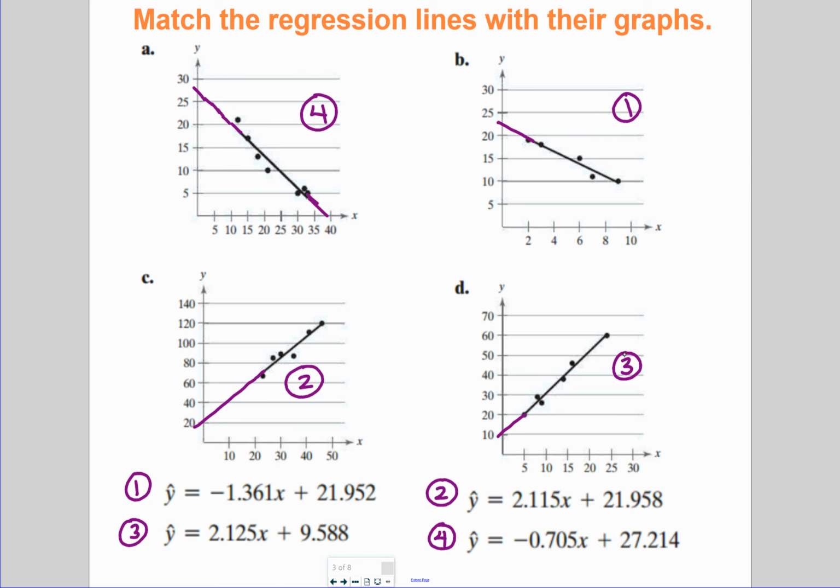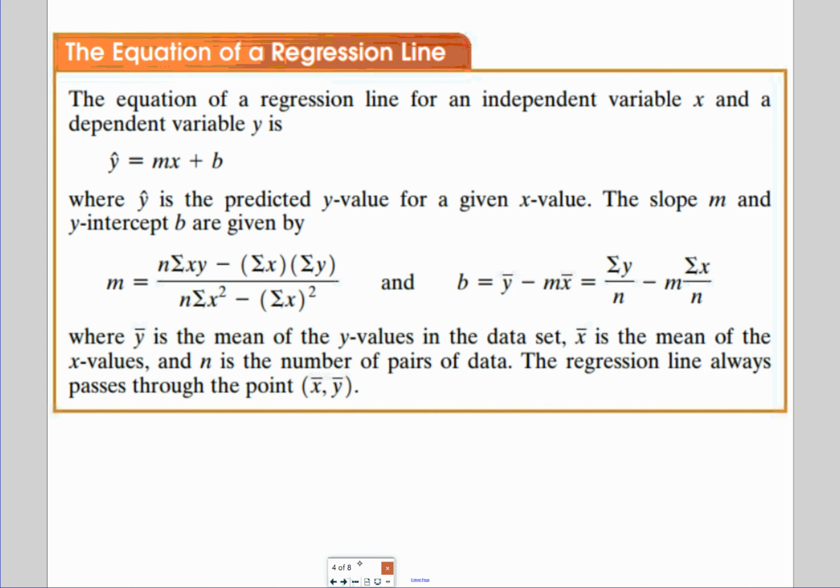Okay, how we calculate a slope and a y-intercept for our regression line is as follows. Again, we're going to use y hat, where y hat is for a sample, a prediction. We have a formula for m and a formula for b. In the formula for m, you'll notice a lot of overlapping values from what we saw with our correlation coefficient. So we're going to have that big table of values again. We're going to sum up the x's, the y's, the xy's, and the x squareds, and just plug them in.